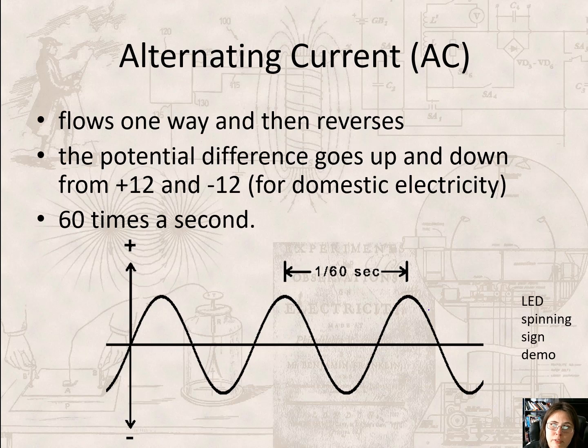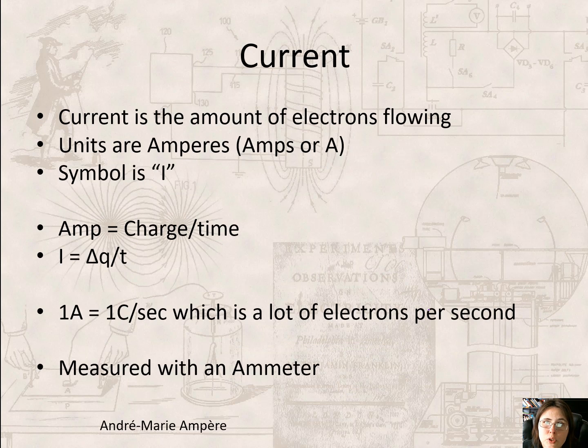That's the frequency. So current is the amount of electrons flowing, and the units are in amperes. The symbol is an I, not an L. This is an I. And so an amp is equal to the charge divided by the time. So it's the change in charge, Q, divided by T, or delta Q divided by T. 1 amp is equal to 1 coulomb per second, which is actually a lot of electrons per second. 1 amp is a lot. It's measured with an ammeter.